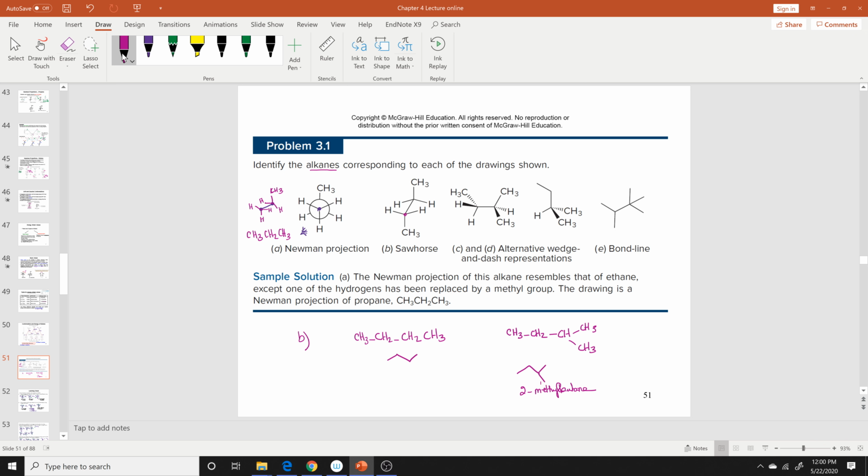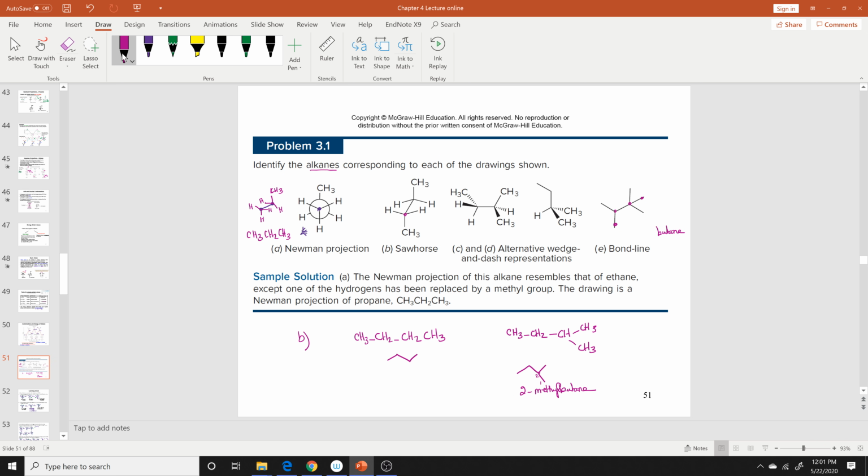Okay, this is carbon 1, this is carbon 2, this is my 4-carbon chain. This is the bond line structure, so just go ahead and give it a name. Choose the longest carbon chain, so I have 1, 2, 3, and 4. This is my longest, so it's going to be butane.